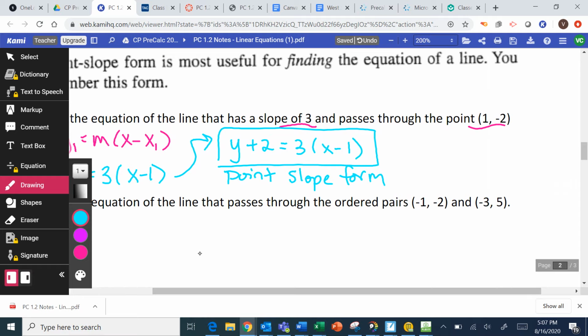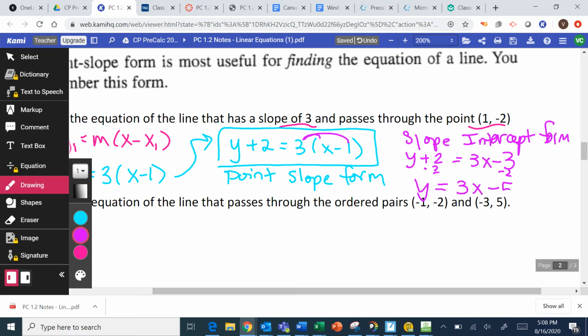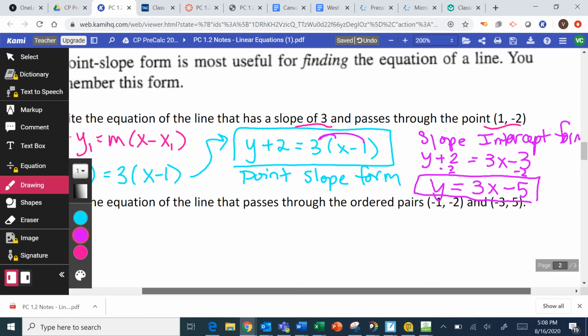If the directions ask you to put it in a different form, for example, maybe slope-intercept form, then we will distribute the 3 and then subtract the 2 from both sides, and then it would be in slope-intercept form. But you really just need to read the directions. I hate when you miss points just for something silly like that.